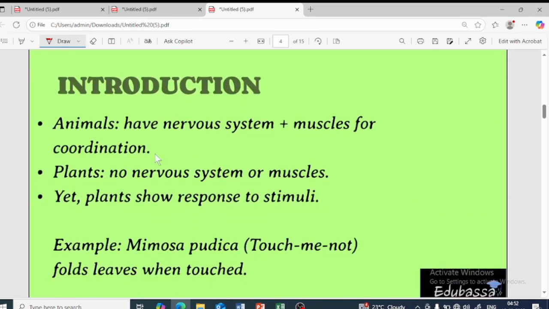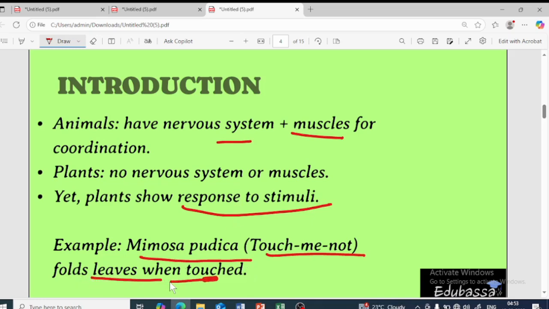So this is the introduction part. As we have discussed earlier, the animals have a nervous system as well as muscles, but the plants do not, yet they show a response to stimulus. For example, Mimosa pudica, which is the touch me not plant. When I touch the touch me not plant, what happens? It suddenly shies. It folds its leaves when you touch, because it is very sensitive to touch.